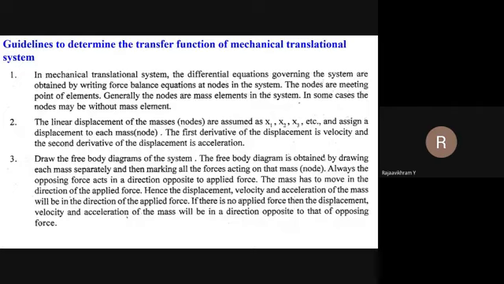Any doubt, tell me, or if you are finished, we can move to the next slide. Yes, sir. We can move to the next slide, sir.